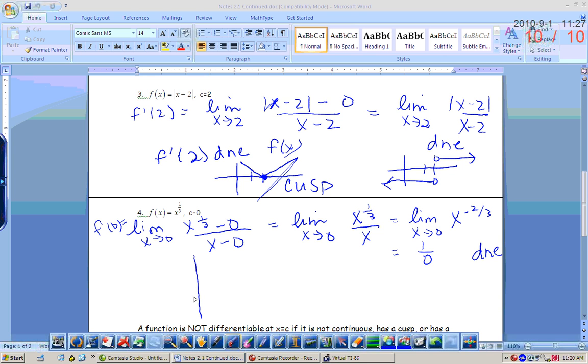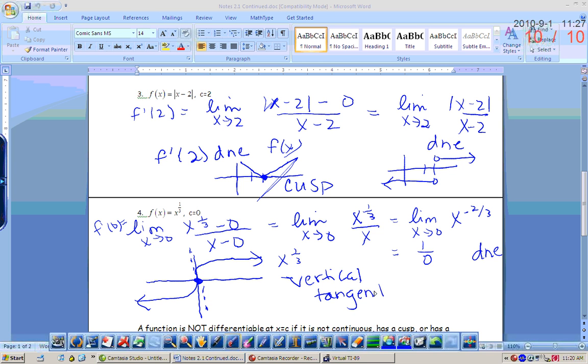The reason that the derivative does not exist at that point is that this is what the graph of x to the 1/3 looks like. And at x equals 0, there's a vertical tangent line. Yeah, there is a tangent line that exists, but the slope of that tangent line is undefined, which really doesn't exist. So that's kind of weird. All right, so to sum that up.